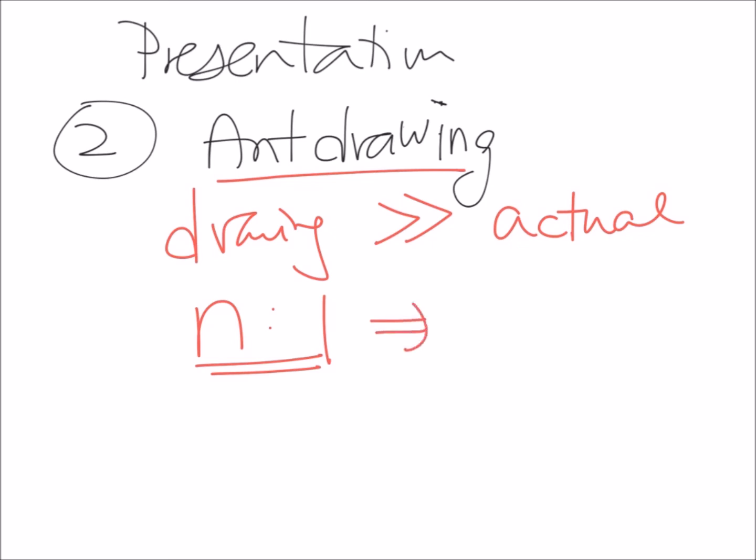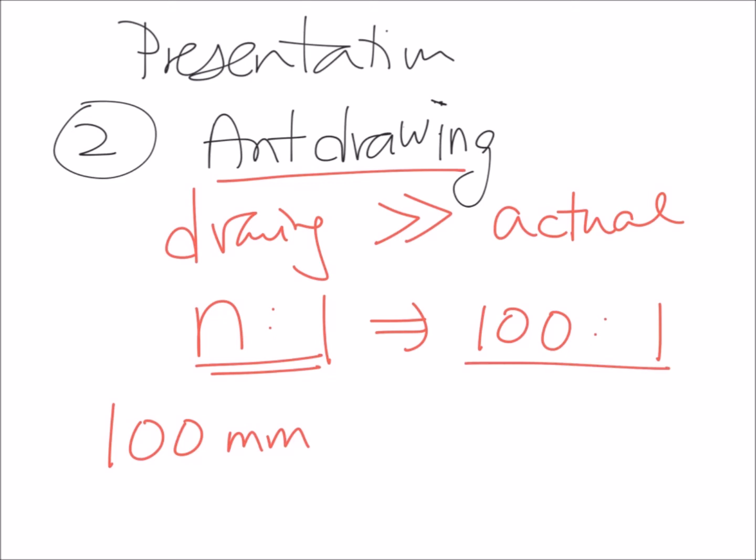So for example, when we say the scale is 100 to 1, that means, okay, on the drawing, we use 100 mm. I say mm because, you know, the scale, the ratio, has no unit. That means that both should have the same unit. So when it is 100 to 1, it is 100 mm. We use 100 mm to represent 1 mm on the actual object.